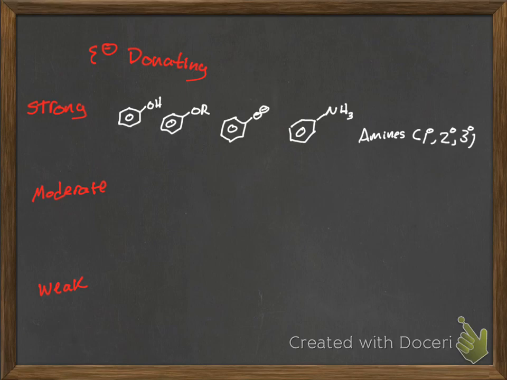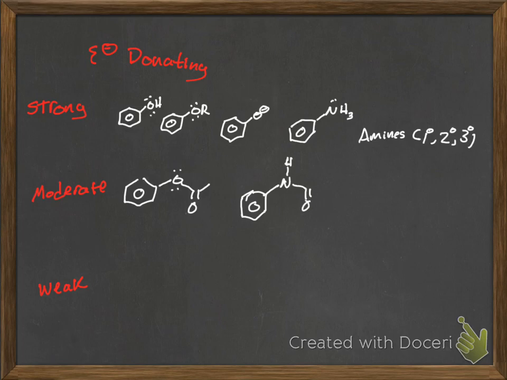Moderate electron donating groups look like this. The ester, where the sp3 hybridized oxygen is right next to the aromatic ring. Amides in the same basic form. Now this can either be a primary or a secondary amide. And there you go. Weak electron donating groups include that R group.